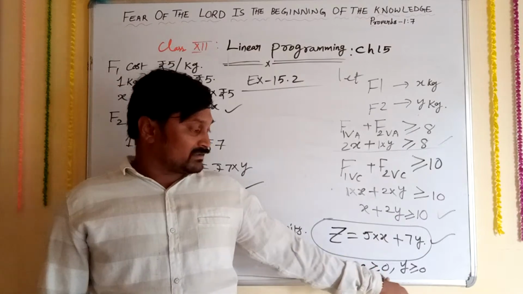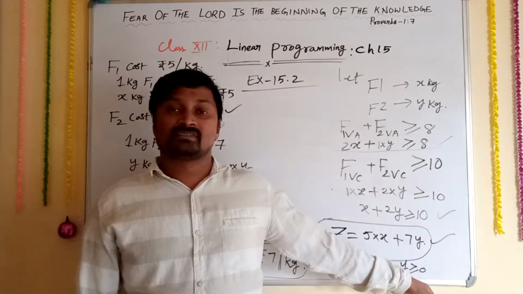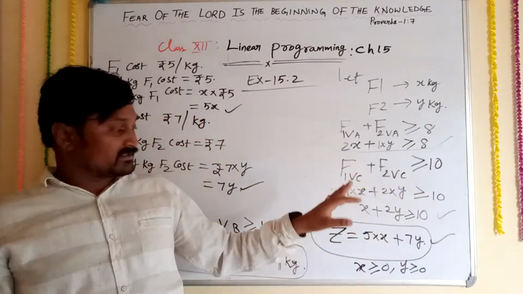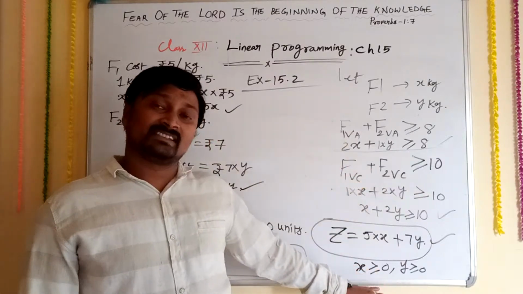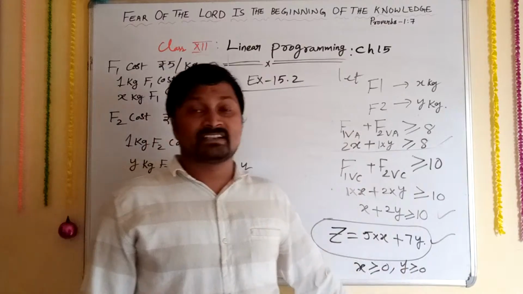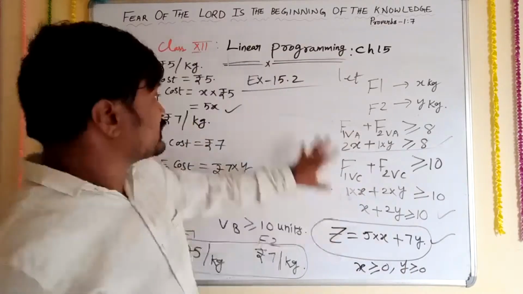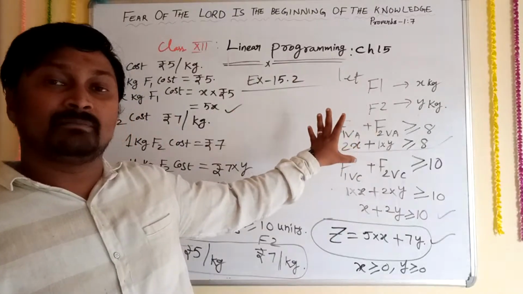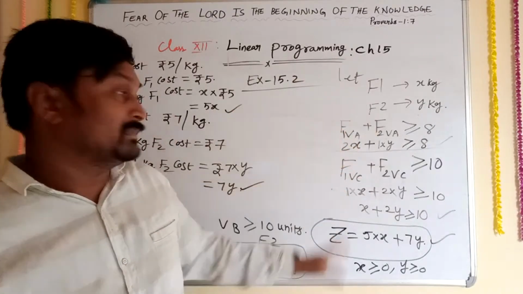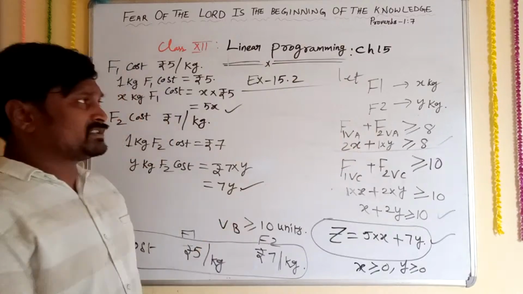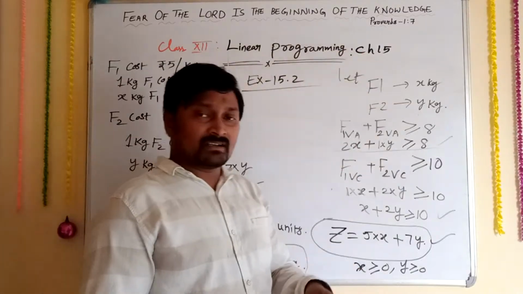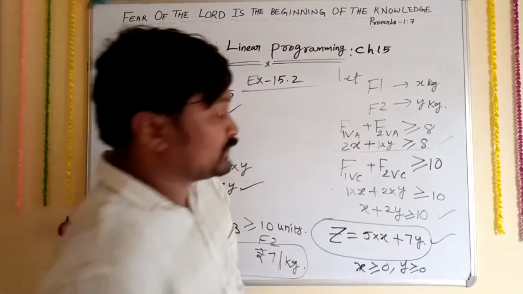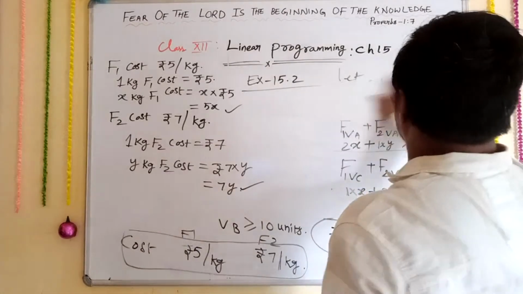X is greater than or equal to 0, y is greater than or equal to 0, until they give any other conditions. So always x is greater than or equal to 0, y is greater than or equal to 0. So this is how the whole word form was converted into equation form. At last, I am going to write here the equations we got, and then we are going to start our graphical solution.